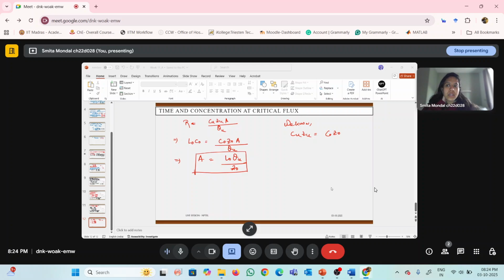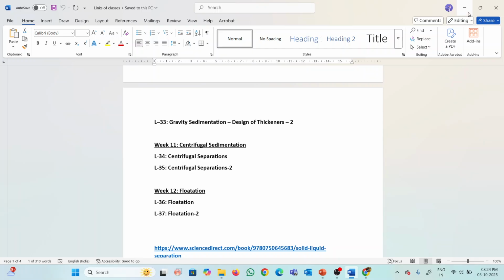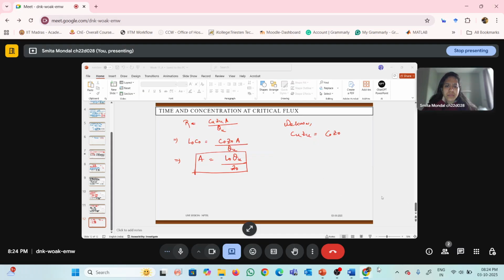We have two more chapters to cover: centrifugal sedimentation, and another one, the flotation process. The flotation process is also important for different kinds of mineral processing units. We will discuss that also, but in the next class we will mostly focus on the centrifugal separation process.